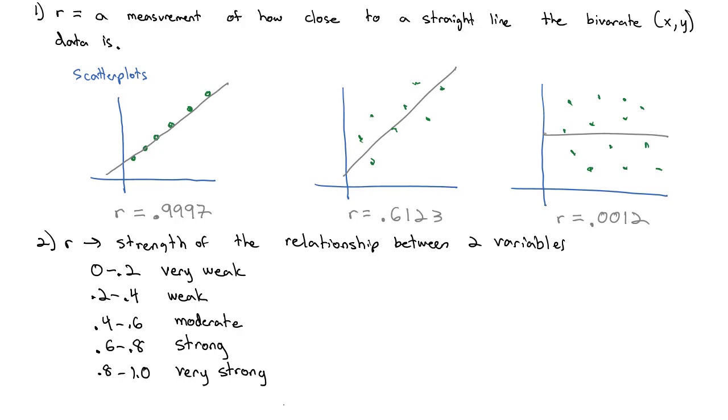And we kind of saw that in the pictures up above. In the pictures, that first picture, those dots are really close to the line. That's a very strong relationship. The middle one, it kind of looks like it's following a line, so maybe it's strong, high end of moderate. And the last one, very weak, no relationship. Those dots are just all over the place.